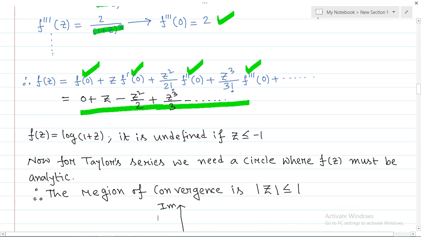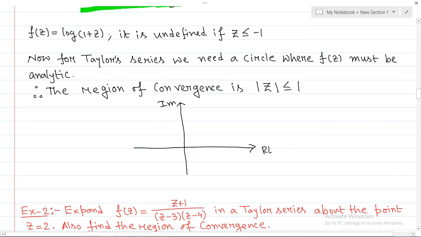So now let us look at the function. Here the function is log of 1 plus z, right? We know that this function will be undefined if z is less than or equal to -1, because if we put z equal to -1, it becomes log of 0, which is undefined. Along with that, if we put a value below -1, that is -2, -3, -4, etc., then we have a negative number inside the log, which is also not defined. So we cannot go from -1 onwards.